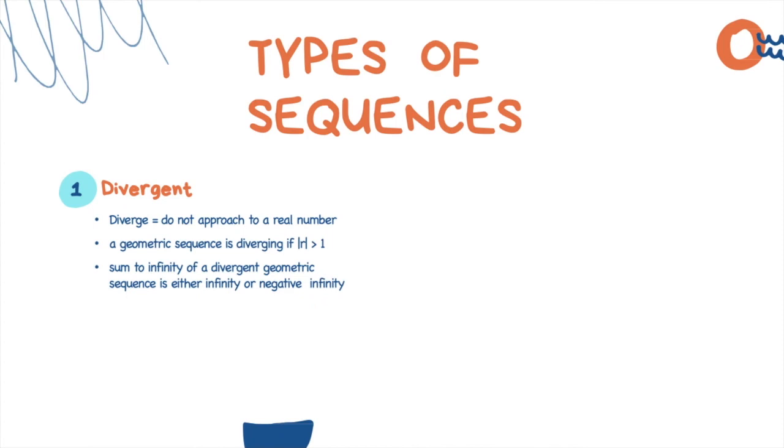Some examples of diverging sequences are 1, 2, 4, 8, 16, and so on, 1, 0, 1, 0, and so on, and 1, negative 2, 3, negative 4, 5, and so on.